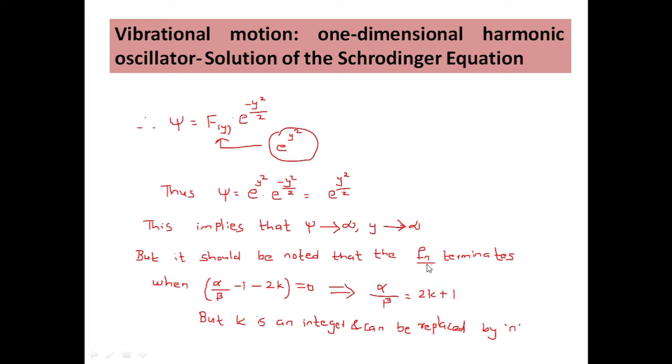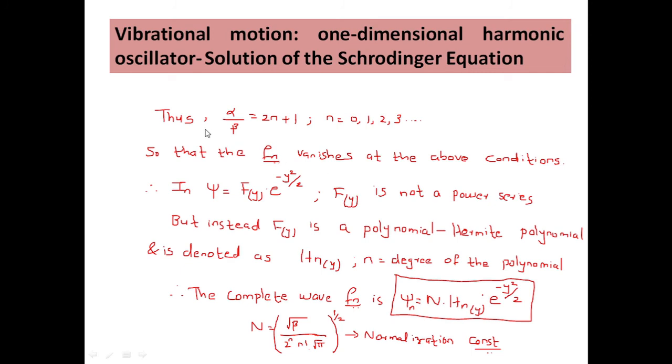Under this condition our function terminates, and k is an integer that we have already discussed, and now this integer may be replaced by small n. It is having again the same meaning. Thus we can arrive at the condition that alpha by beta is equal to 2n plus 1, where n is equal to 0, 1, 2, 3, etc. These are the conditions where our function vanishes or our function terminates. Therefore, it should be said that in psi is equal to f of y into e raised to minus y squared by 2, f of y is actually not a power series.